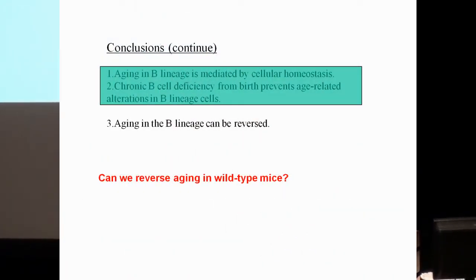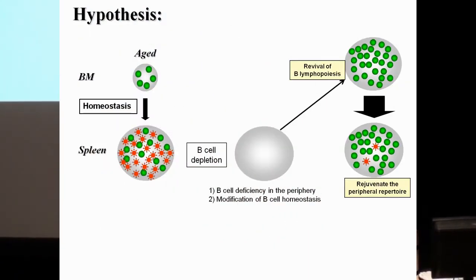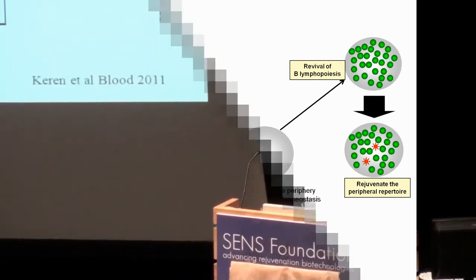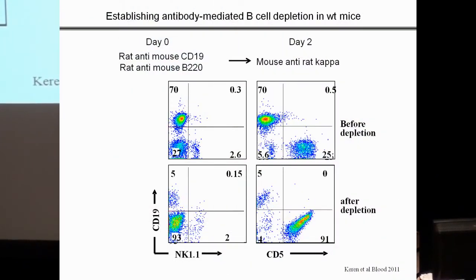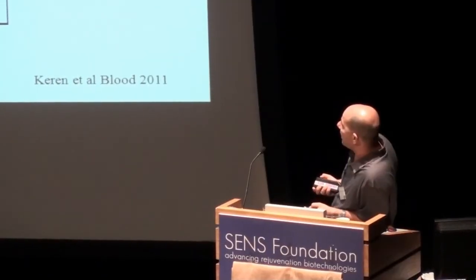Now, can we do that in wild-type mice? Here, the hypothesis would be that if we take the old situation, and we modify this homeostasis by depletion of the B cells, this would revive B-lymphopoiesis in the bone marrow and rejuvenate the peripheral repertoire. Does this work? First, this is the antibody administration. You see, this is the number of B cells determined by CD19 expression. This is the number of B cells in the peripheral blood. After antibody depletion, you see that they dropped dramatically.